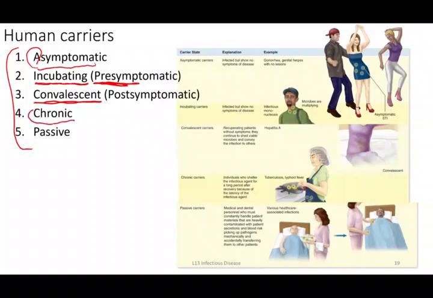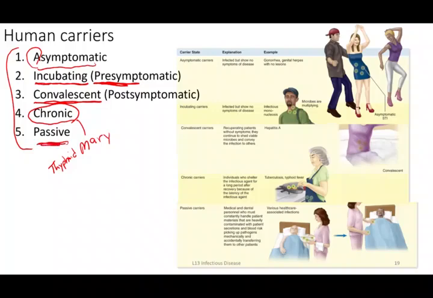And then you have what we call chronic carriers. So these are individuals, there's a story, you can look it up, a famous story about a carrier of typhoid, typhoid fever. She's been known as Typhoid Mary. And so these are individuals who carry microorganisms long-term and may not have signs and symptoms.